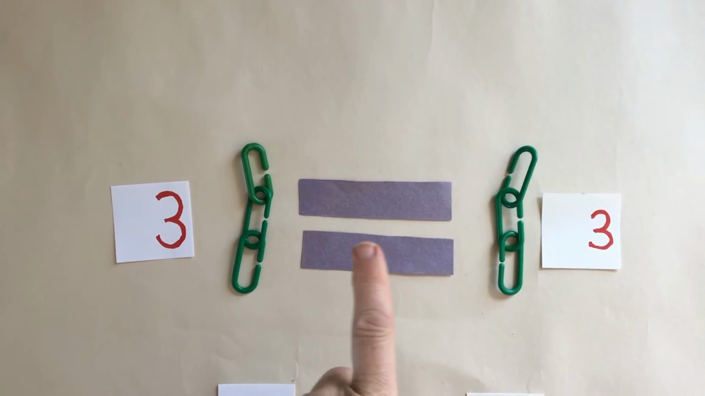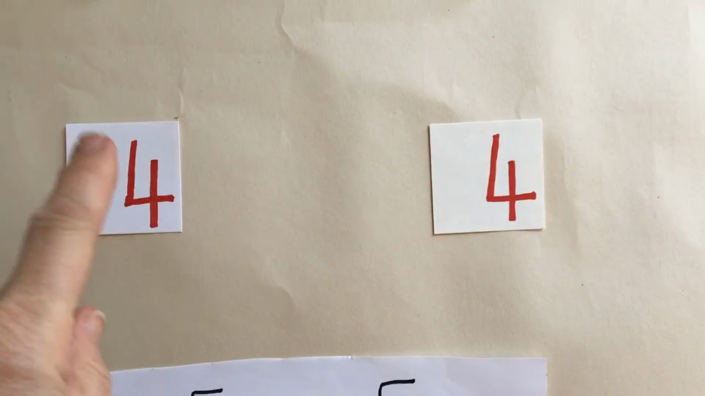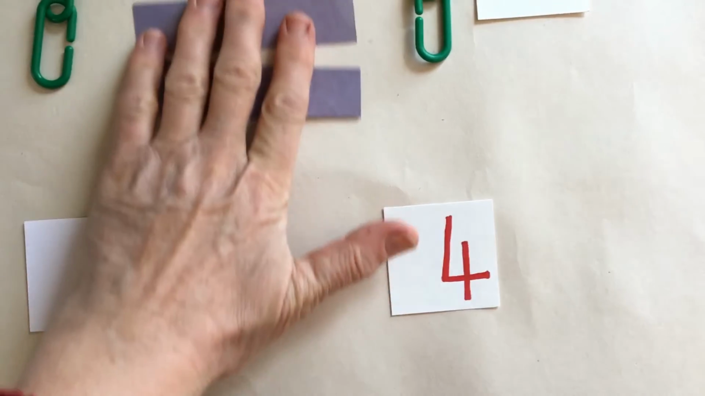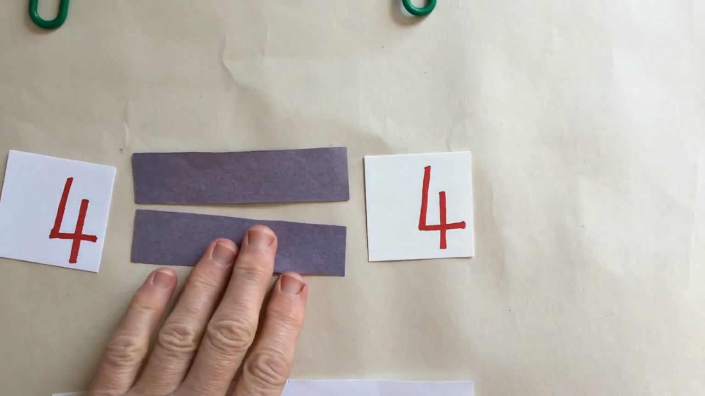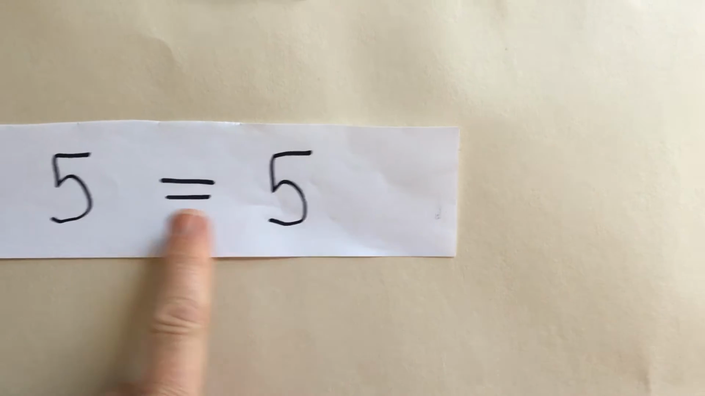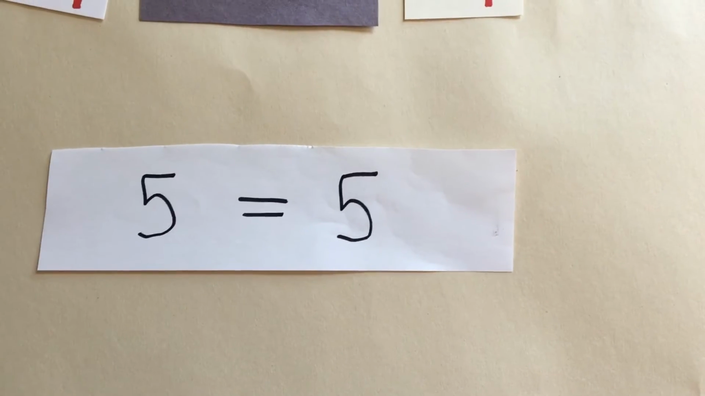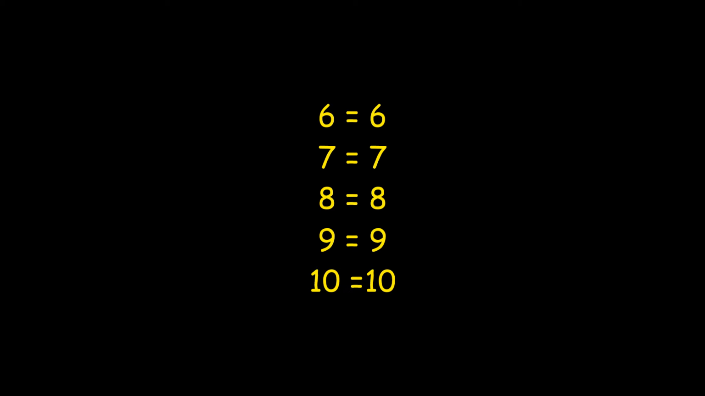We can say 2 is the same as having 2. 3 is the same as 3. 4 is the same as 4. And 5 equals 5. 6 equals 6. 7 equals 7. 8 equals 8. 9 equals 9. 10 equals 10.